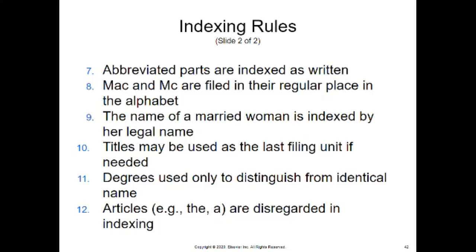The files have a great many names beginning with MAC or MC. Some offices file them as separate letter of the alphabet for convenience.